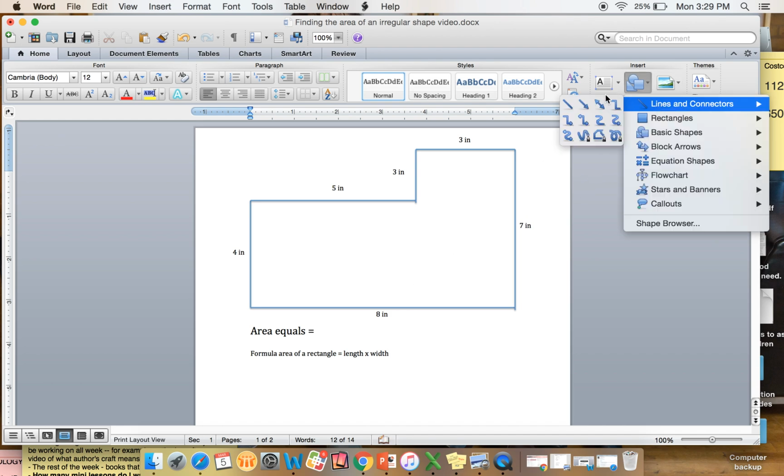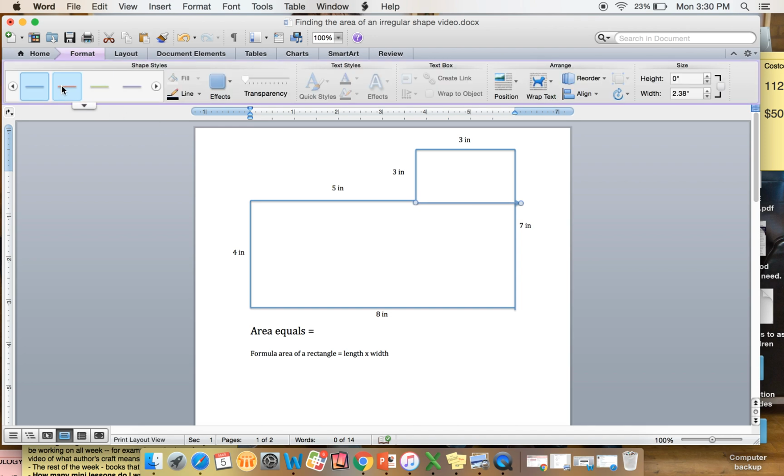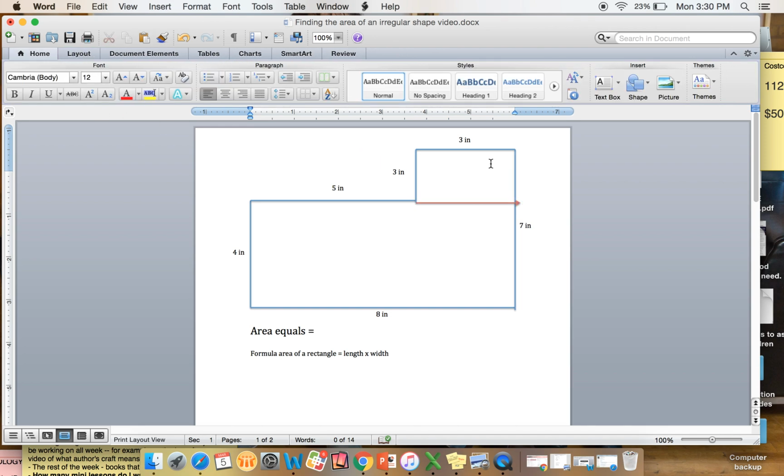One thing you can do is look at this and think, I see a small rectangle here and a much larger rectangle down here. So I'm going to split up my shape like this. Make it a little bit more so you can see it. And I'm going to notice that I have length times width. So I'm going to take 3 inches times 3 inches, and that equals 9 square inches. We want to remember that when finding area, we are measuring in square units.